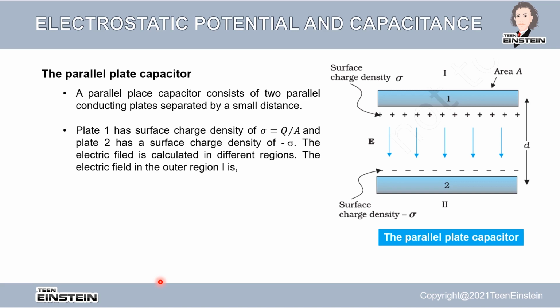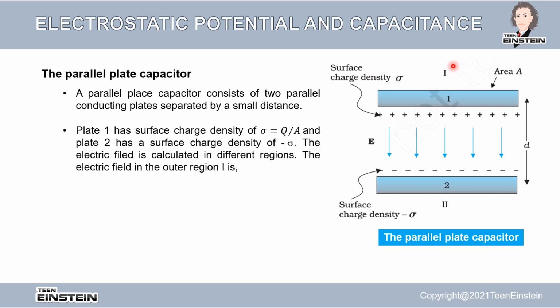So we take two parallel plates, and both are conductors, and we have surface charge density plus sigma here and minus sigma here, and we put these two conductors at a distance d, and they both have equal area A. So this is called a parallel plate capacitor. A parallel plate capacitor consists of two parallel conducting plates separated by a small distance, and the surface charge density sigma here is Q by A, and plate 2 has a surface charge density of minus sigma, again minus Q by A. The electric field is calculated in different regions.